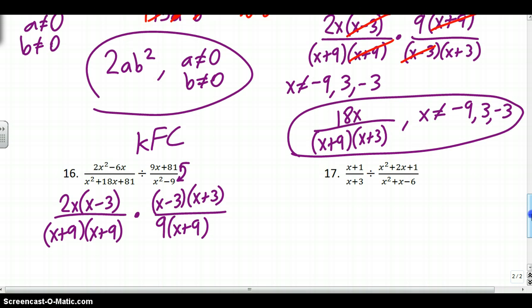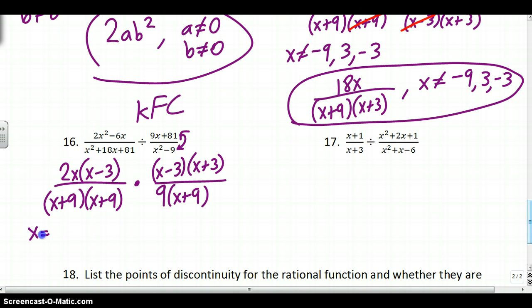Okay. Now, what can x not be? You have to look at the denominators, of course. Can't be negative 9. Negative 9. I don't care about this 9. That'll never equal 0. This is negative 9.